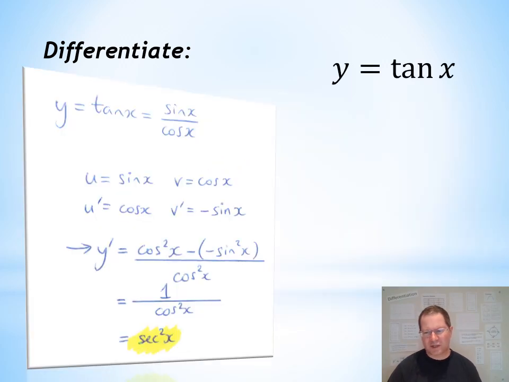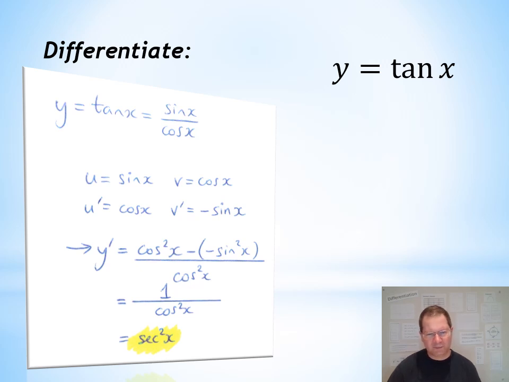Now tan x, of course, as it's written, does not look like a fraction, but we know that we can rewrite it as sin x over cos x, both of which we've looked at how to differentiate in a previous video. So u is the numerator, that's sin x, and v is the denominator, cos x. Hence u dash is cos x and v dash is minus sin x.